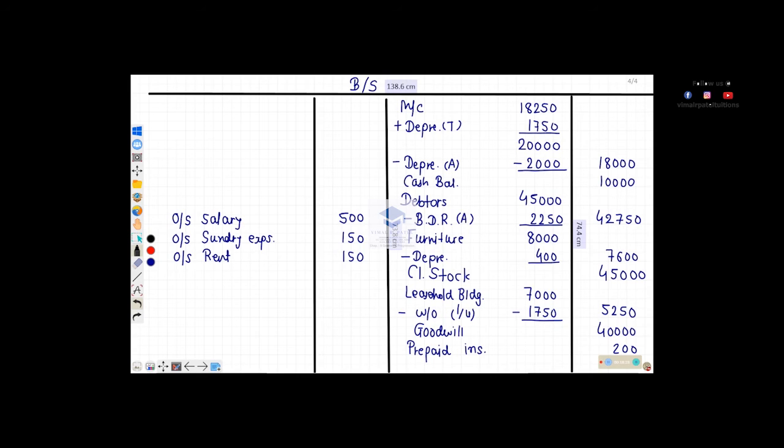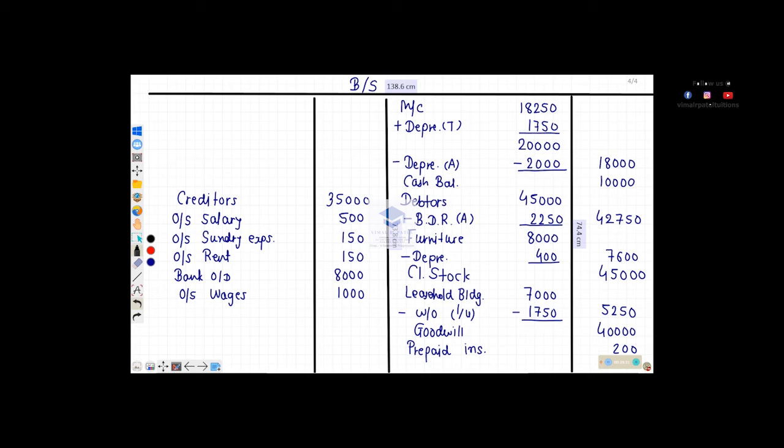Then on the credit side, creditors. Bank overdraft. Outstanding wages, same as prepaid insurance. Since it is given in the trial balance, we will have only one effect, on the liability side of the balance sheet. 1,000.